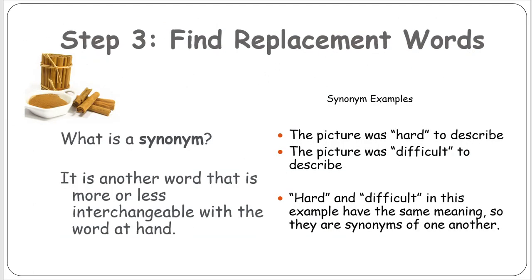Step 3, find replacement words. What is a synonym? Well, it's not cinnamon like I have in the picture. It's another word that is more or less interchangeable with the word at hand. Synonym examples. On the right, it says the picture was hard to describe, and the second sentence is the picture was difficult to describe. Hard and difficult in this example have the same meaning, so they're synonyms of one another.